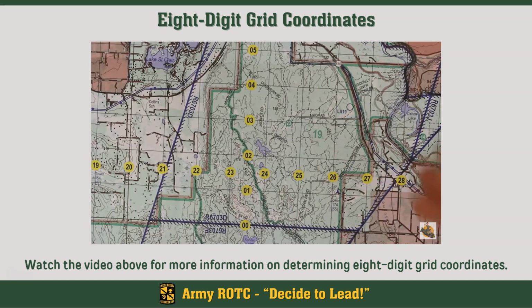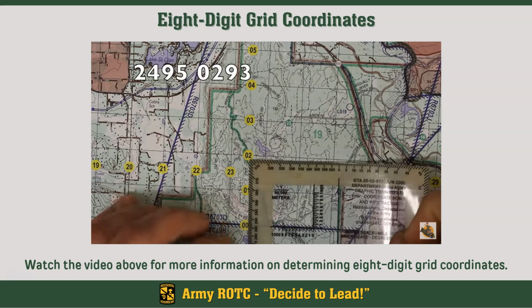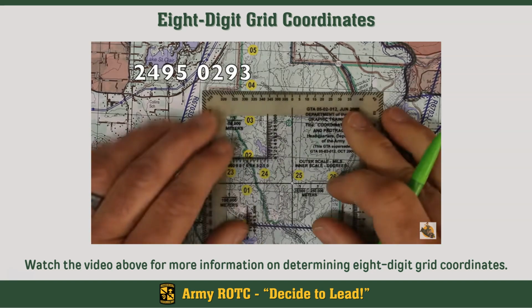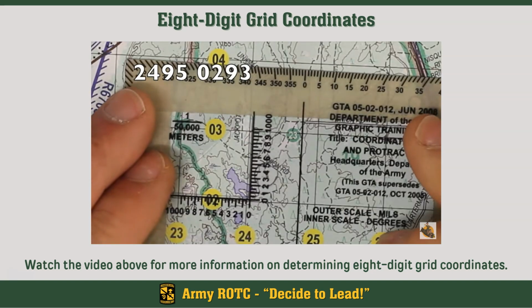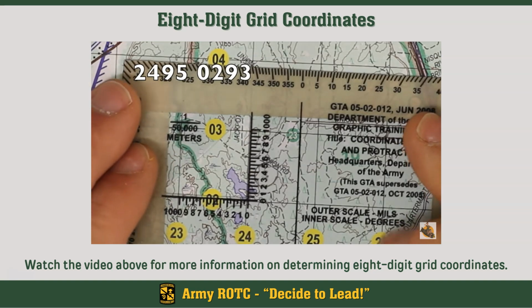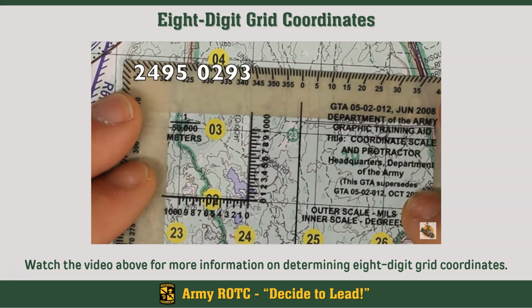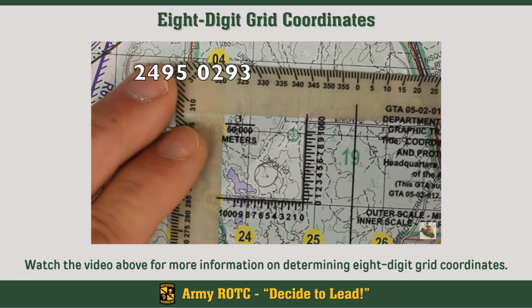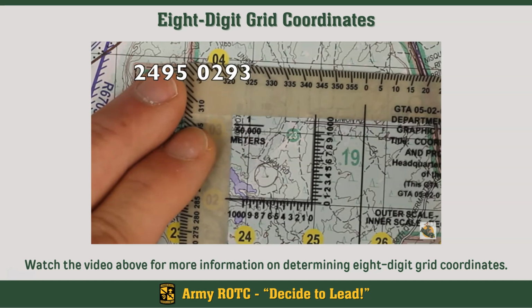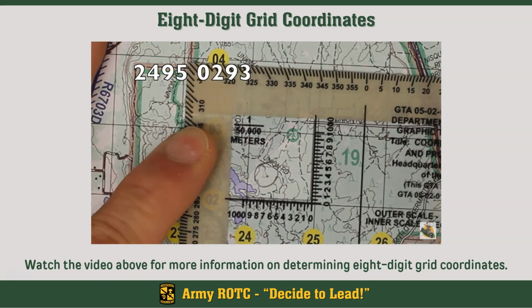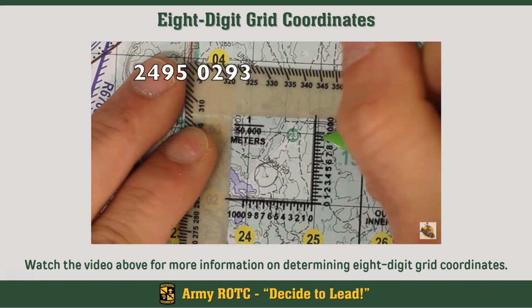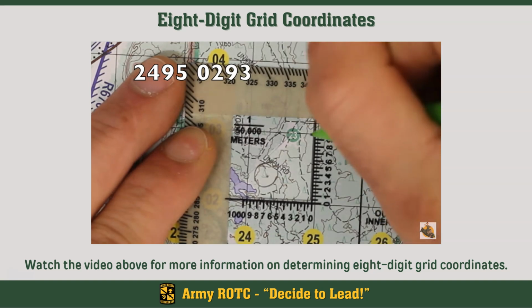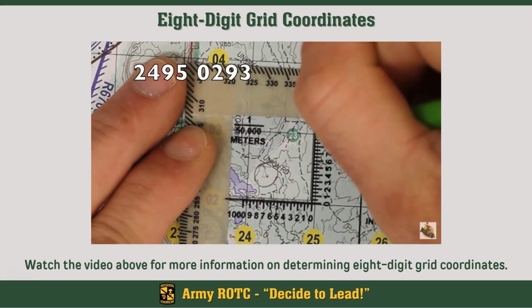All right, so the next one that we're going to plot is going to be 24950293. So again, I'm going to put my protractor back down on 2402, and I'm going to slide my protractor to the right all the way out to 95. And then I'm going to read up to 93. So the 93 is going to be in between the 9 and the hash mark in between the 9 and the 10, right? So again, I'm going to slide my protractor over to the right.